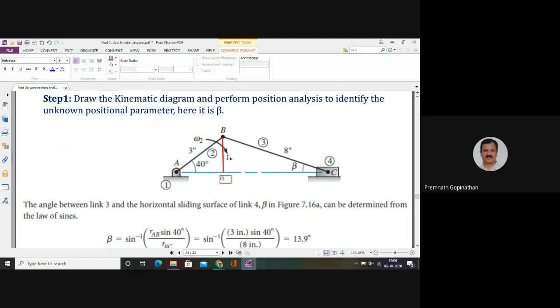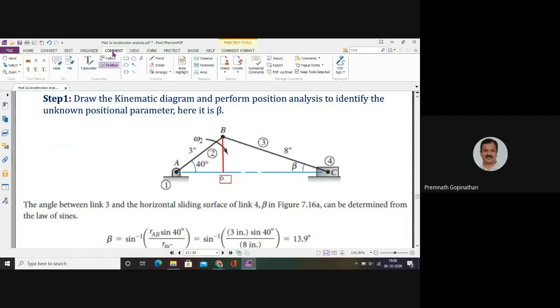Now, as you know, link 2 is the input link. Since omega 2 is given, you can identify the velocity of any point on link 2. B is a point on link 2, so you can identify the velocity of point B. The direction of the velocity will be perpendicular to AB. I'll show that. So this is the direction of velocity of B, perpendicular to AB. Okay, so I can mark that as VB.